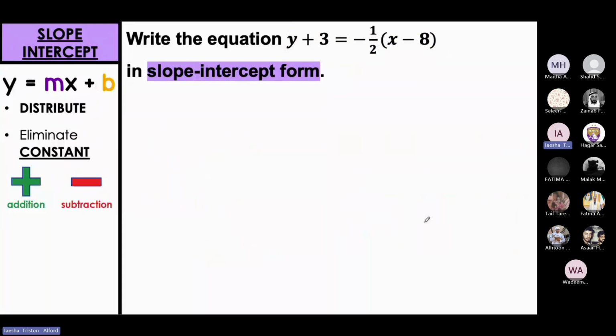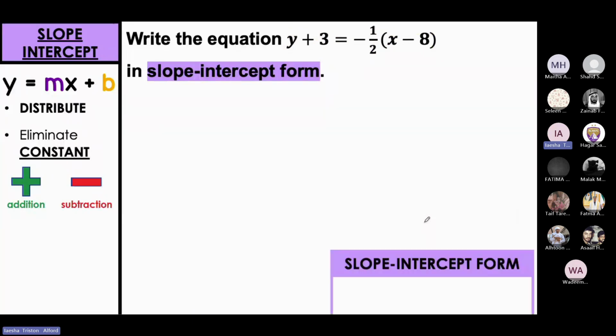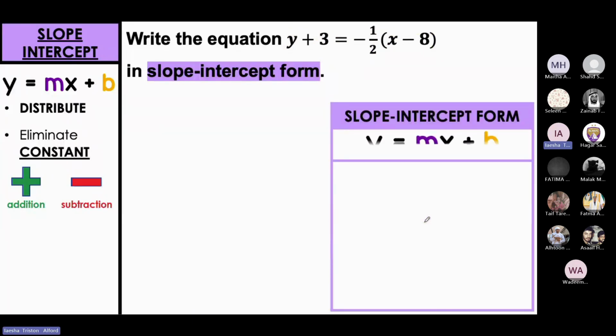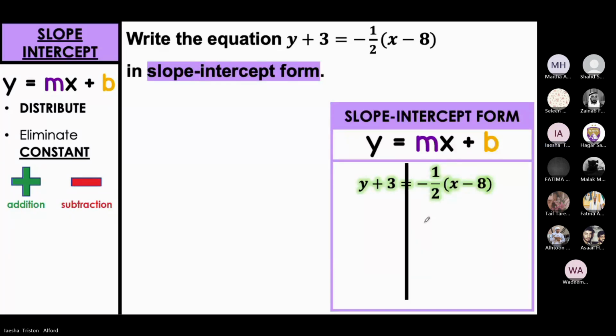One more here, write the equation in slope-intercept form. So we wanted y equals mx plus b. This one has a fraction. Same step. Multiply by -1/2 by positive 1x. Correct? And -1/2 multiplied by -8. Correct.